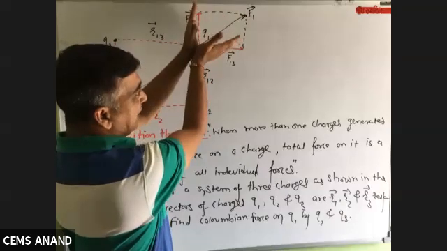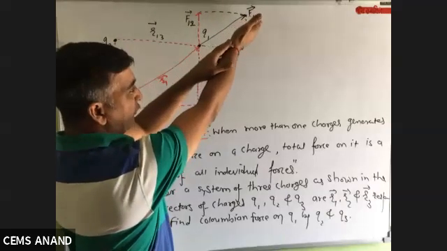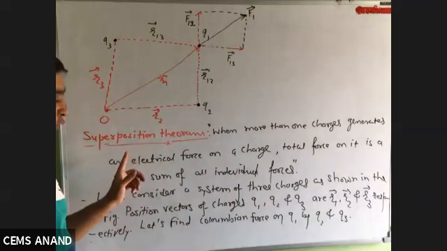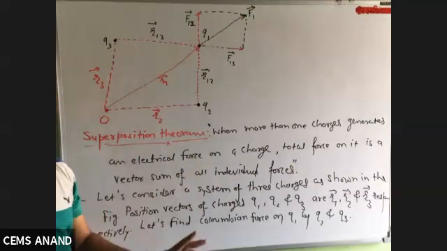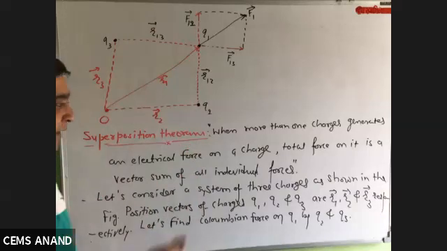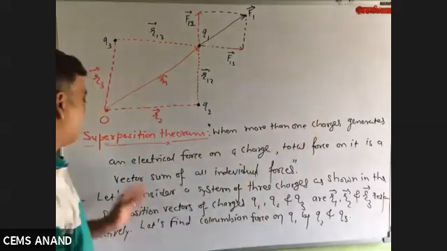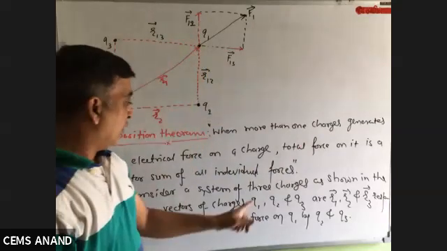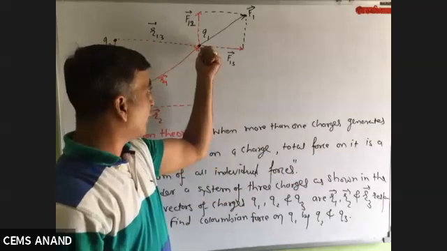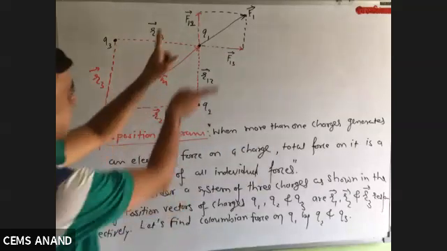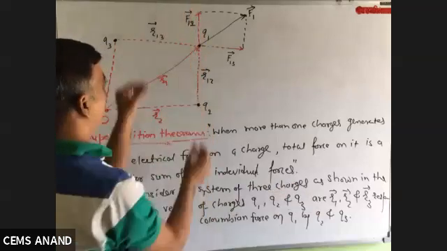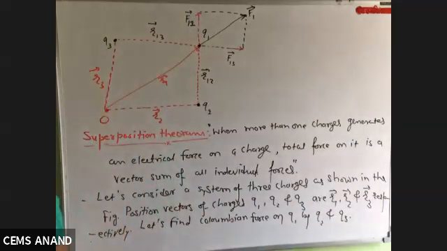But how can we get this resultant force? For that purpose, we are supposed to use the superposition theorem, which tells that when more than one charge generates an electrical force on a charge, then the total force on it is the vector sum of all individual forces by this one, by this, by that one.